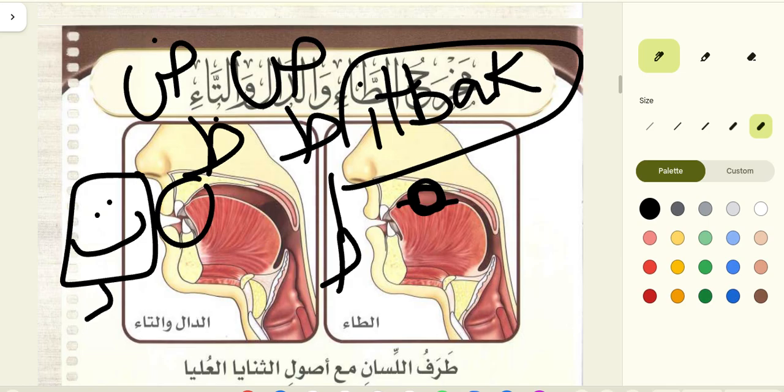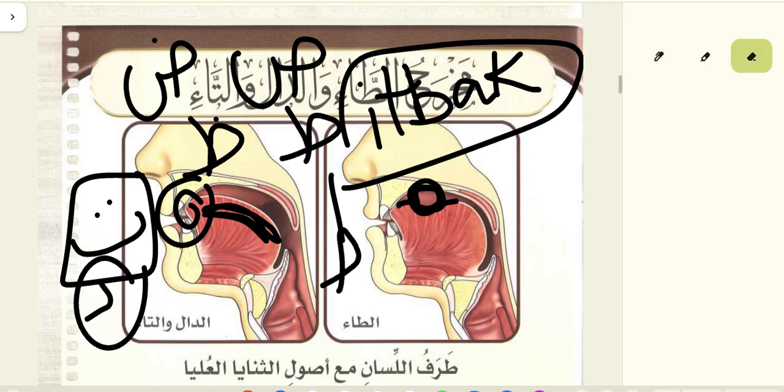Same exact articulation point. The only thing is that over here the tongue is relaxed because this is a relaxed letter. This is a light letter. At, ta, ti, tu, at. All right? And then you have حرف الدال. Same articulation point. Ad.